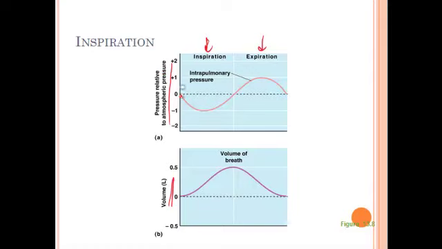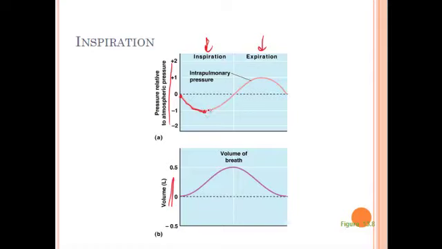Then the diaphragm is going to contract. It's going to increase the volume inside the lungs, and the intercostals will contract. At this point, we've now increased the space inside our lungs, and so the pressure on the inside of our lungs is less than the pressure in the atmosphere.